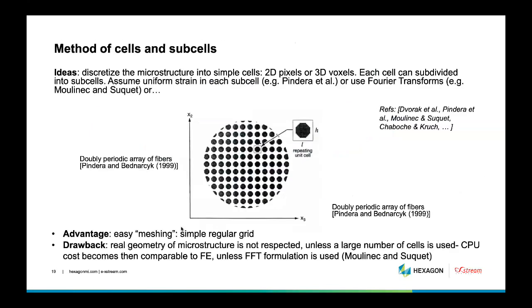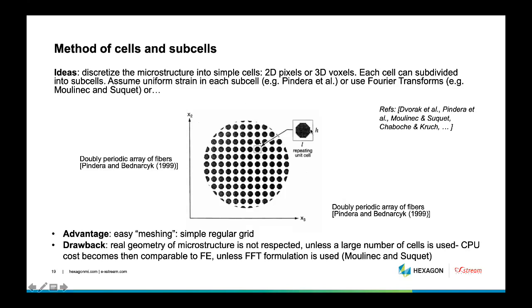So there is another full field method, which has the advantage of working even for complex microstructures, because you don't need conforming meshes. So you need grids, basically, regular grids. So you discretize the microstructure into simple cells, either 2D pixels or 3D voxels. And each pixel or each voxel belongs to one material or another.